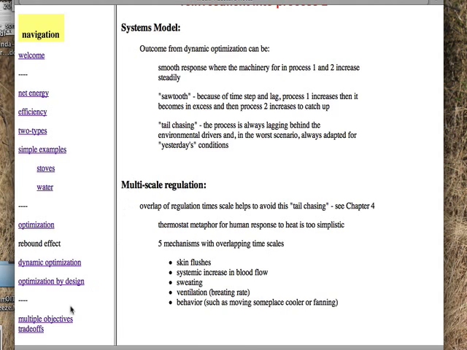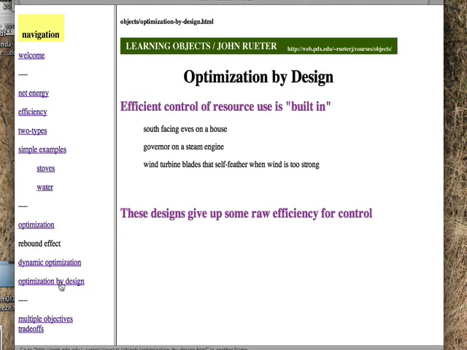So one thing we can do is talk about how we might design things to be more efficient and build in that sort of optimization. Here are a couple of good examples. In homes in the northern hemisphere, you can have south-facing eaves on the house, and during the sunny part of the day in the summer, the windows will be in the shade. In the winter, the sun will come in. So this is a very simple design feature that you see in a lot of well-designed homes.